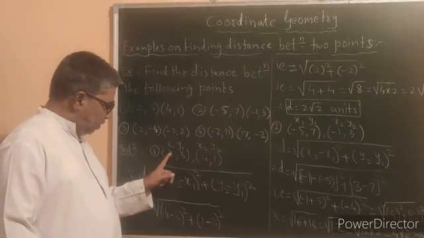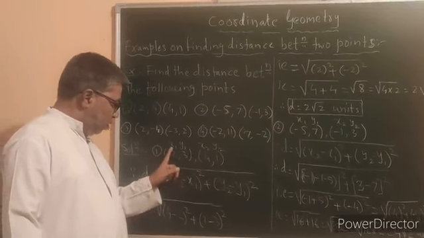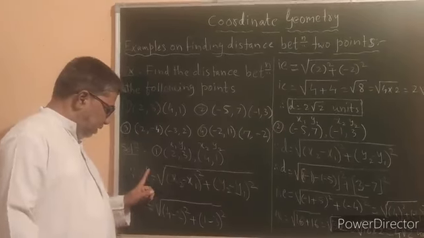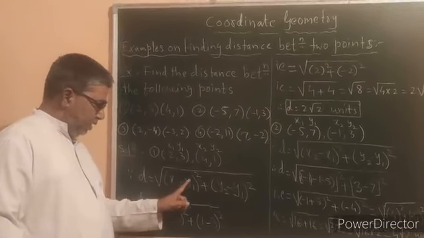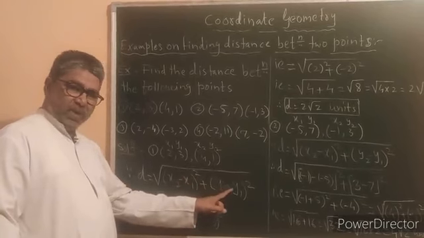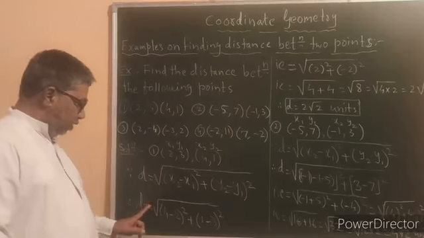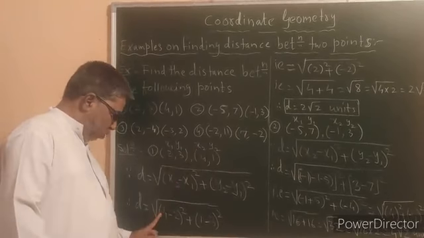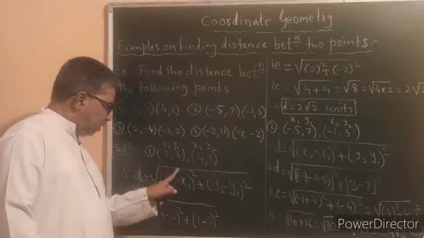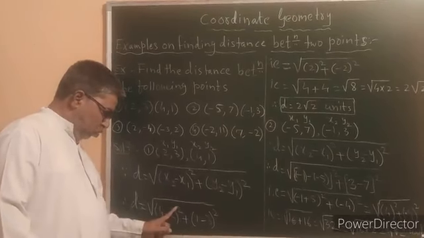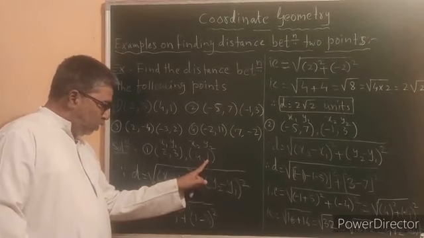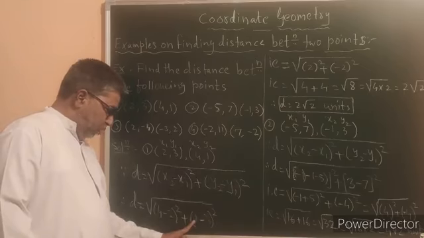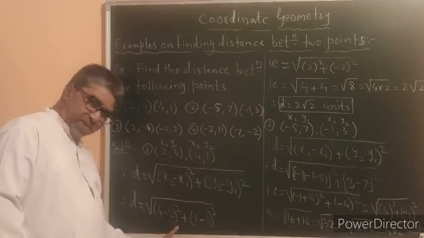The points are (2, 3), (4, 1). So let us call them x1, y1, x2, y2. Now write the formula: d is equal to square root of (x2 minus x1) whole square plus (y2 minus y1) whole square. Now let us substitute the values. d is equal to the value of x2 is 4, 4 minus x1's value is 2, so (4 minus 2) whole square, plus y2's value is 1, 1 minus y1's value is 3, so that is (1 minus 3) whole square. Let us simplify this.